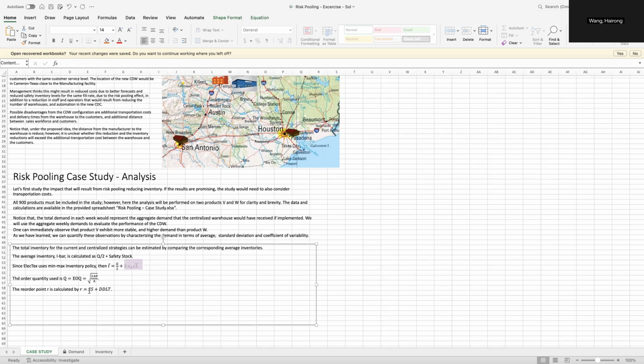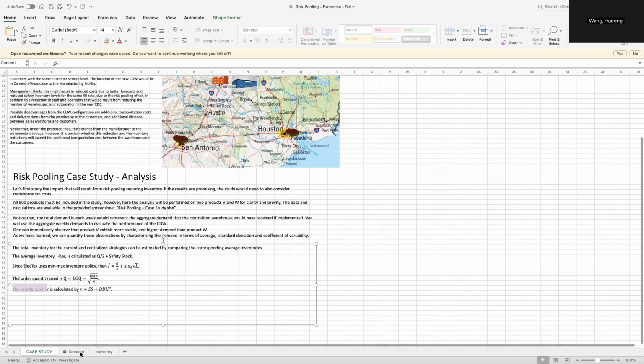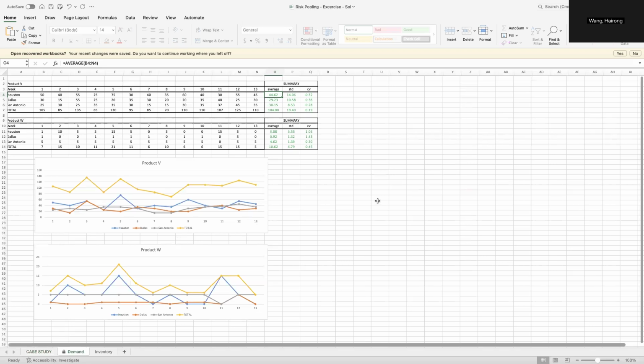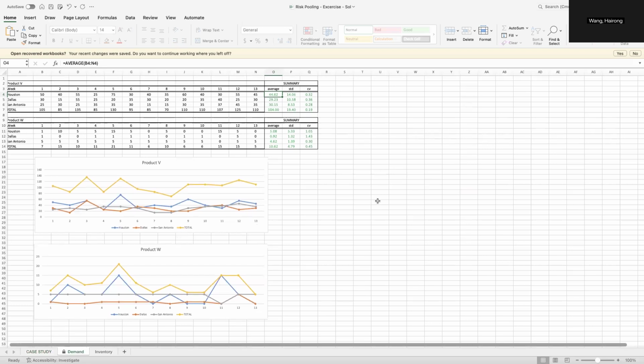All right. Another quantity that we need to calculate is the reorder point. We denote it as R. R can be calculated by safety stock plus DDLT, which refers to the demand during lead time. All right. Then let's move to the calculation part. Firstly, we focus on the demand sheet.